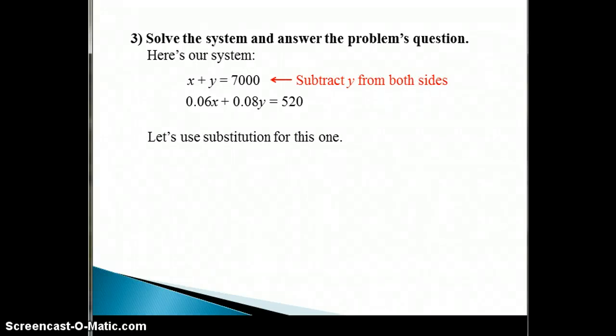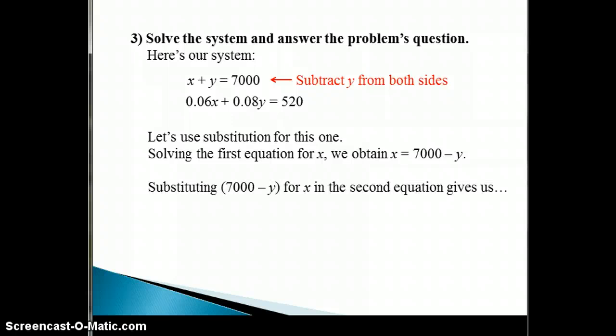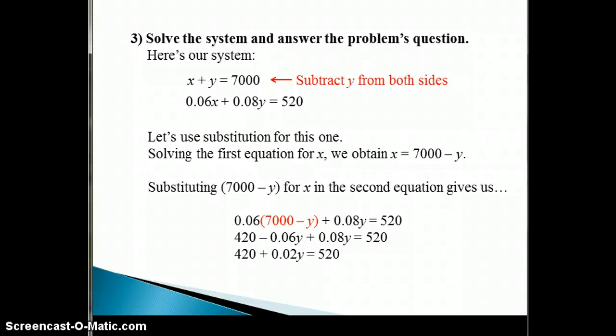If we solve the first equation for x by subtracting y from both sides to obtain x equals 7,000 minus y, we can substitute this in for x in the second equation, which gives us this new equation in terms of y. So now we need to solve this for y. So we distribute the 0.06, combine like terms, subtract 420 from both sides, and lastly divide by 0.02 to obtain y equals 5,000.